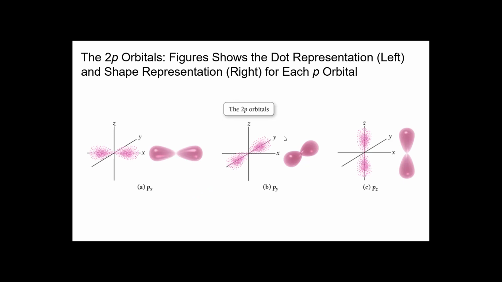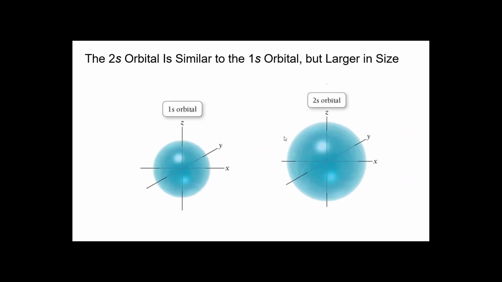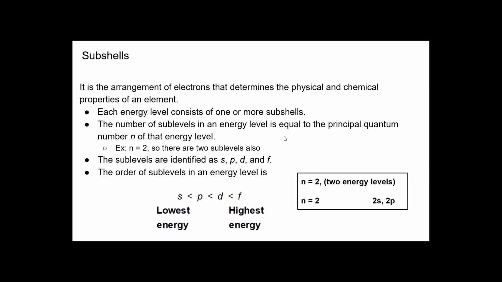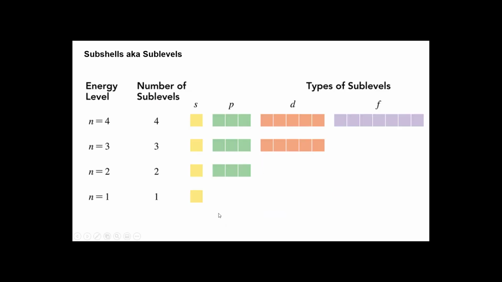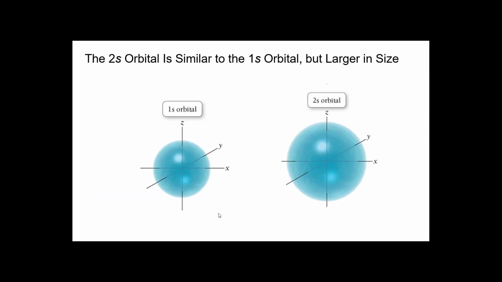Now we're going to look at the p orbitals. If we go back, remember these energy levels, these are our subshells or sublevels. Every level matches its principal quantum number. So at 2, we now see 2p orbitals, but they're also in 3p, and they're also in 4d. So we have p orbitals here, we have d orbitals here, and we have f orbitals, but all of them have s orbitals.